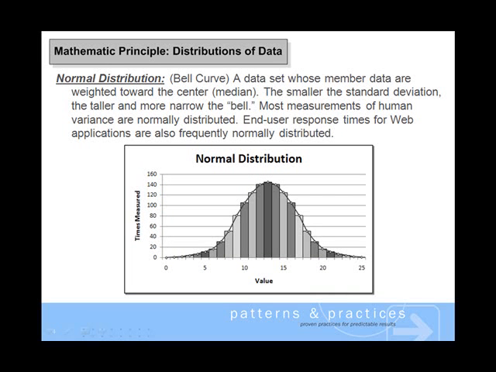Here we see a normal distribution, also known as a bell curve. Most measurements of human activity turn out to be distributed normally. For instance, think times are often distributed normally. The most critical aspect of normal distribution is that the frequency of occurrence of results is heavily weighted towards the center of the data set.